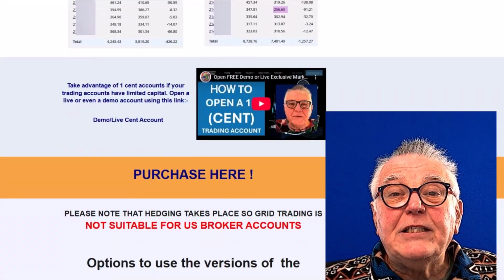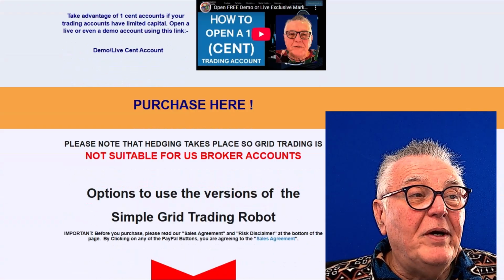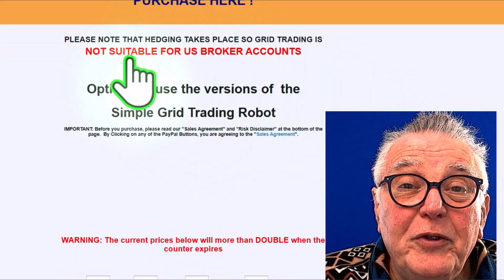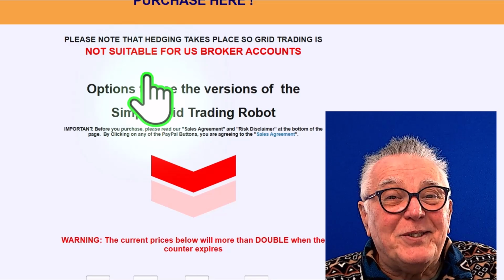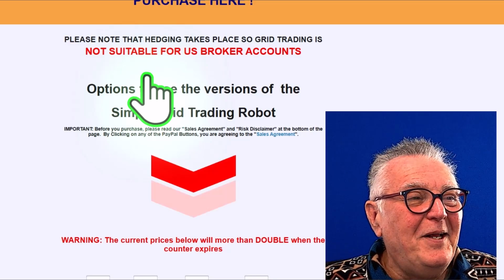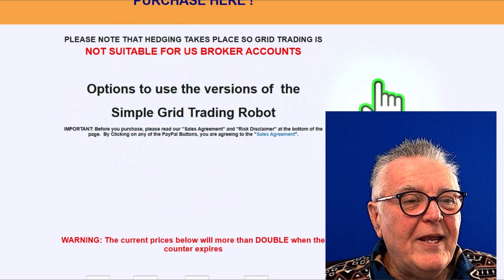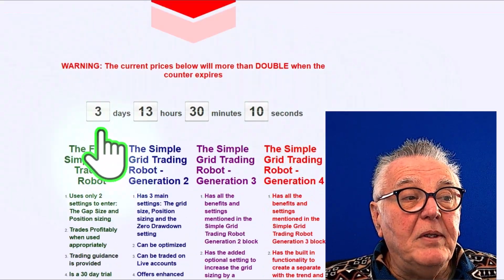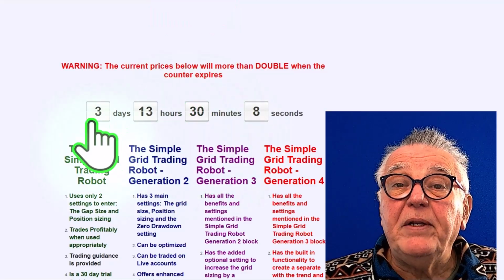Okay, so the next point is, where can you buy this one? And here it is. You can purchase it here. Note it's not suitable for US traders because it hedges. You'll always have a buy and a sell together, so it's not suitable there. And here's the warning. Prices will more than double in roughly 3 days' time.